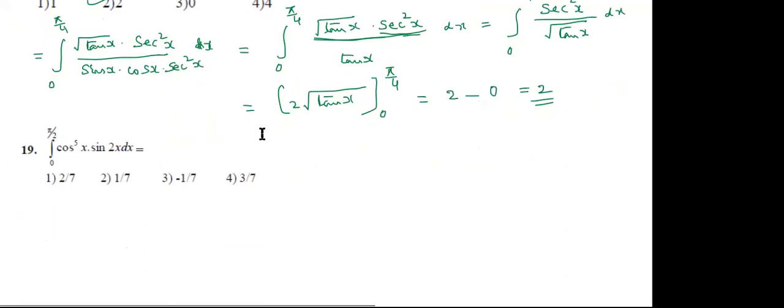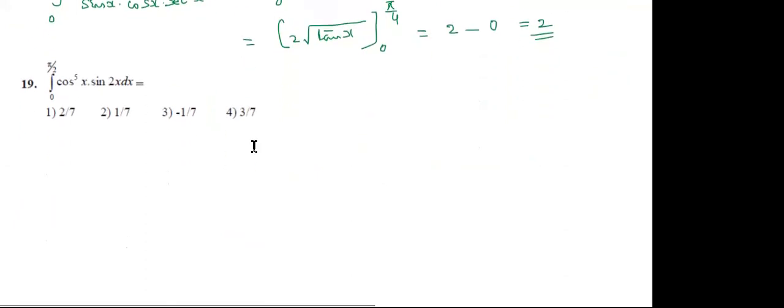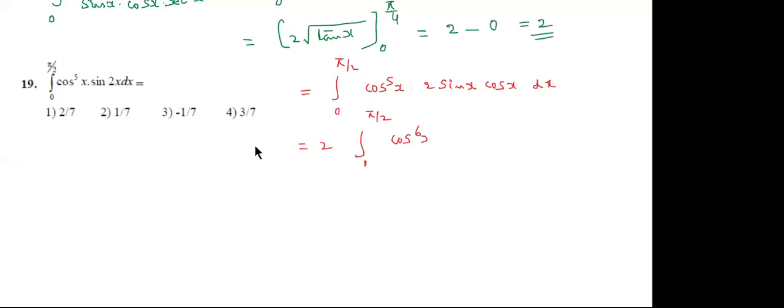Students, see the 19th question. Integration 0 to pi by 2 cos power 5x into sin 2x is there. The formula we already know: sin 2x is 2 sin x cos x. Substitute here. Now 2 take outside, remaining part 0 to pi by 2, this is cos power 6x into sin x dx. How to do now?